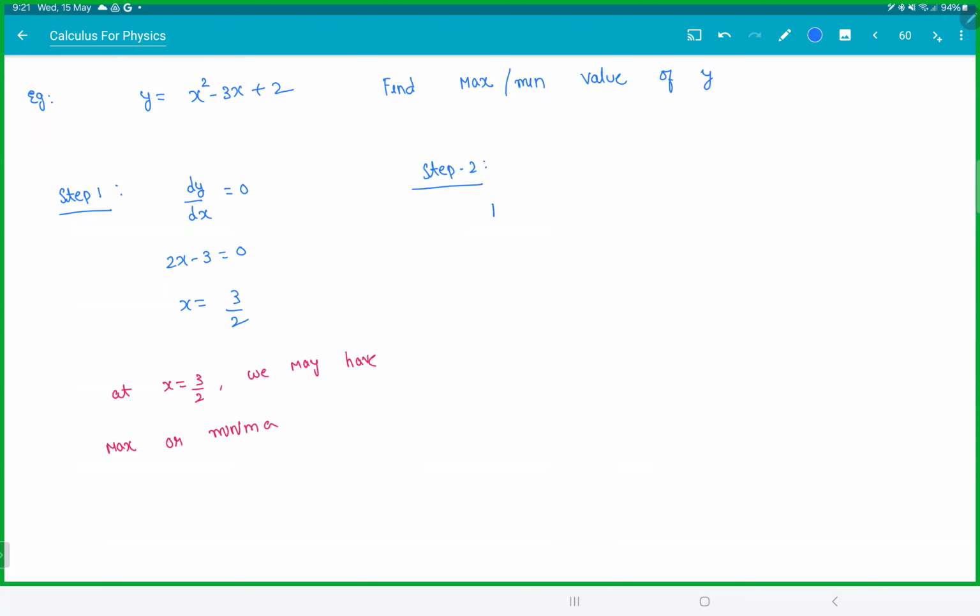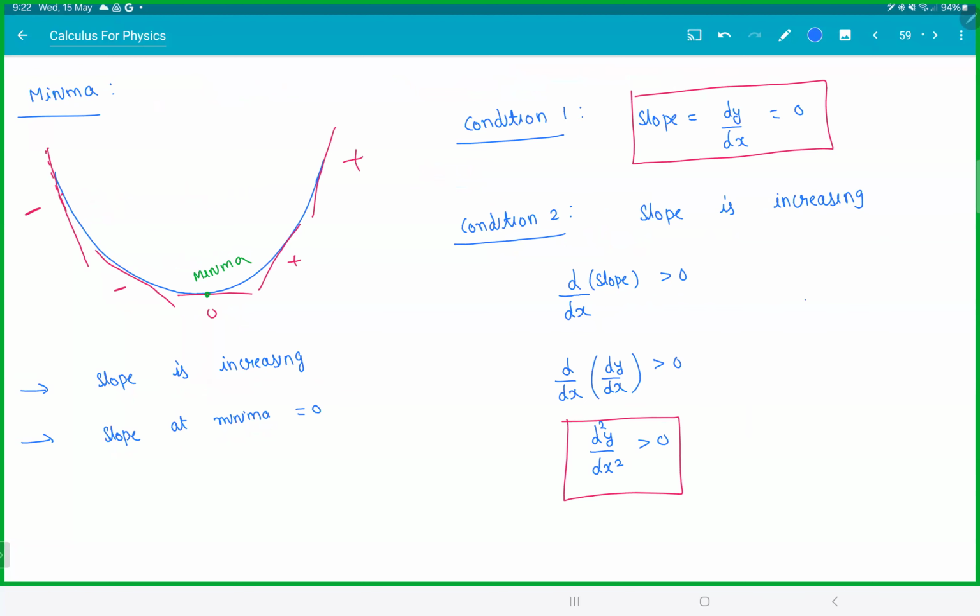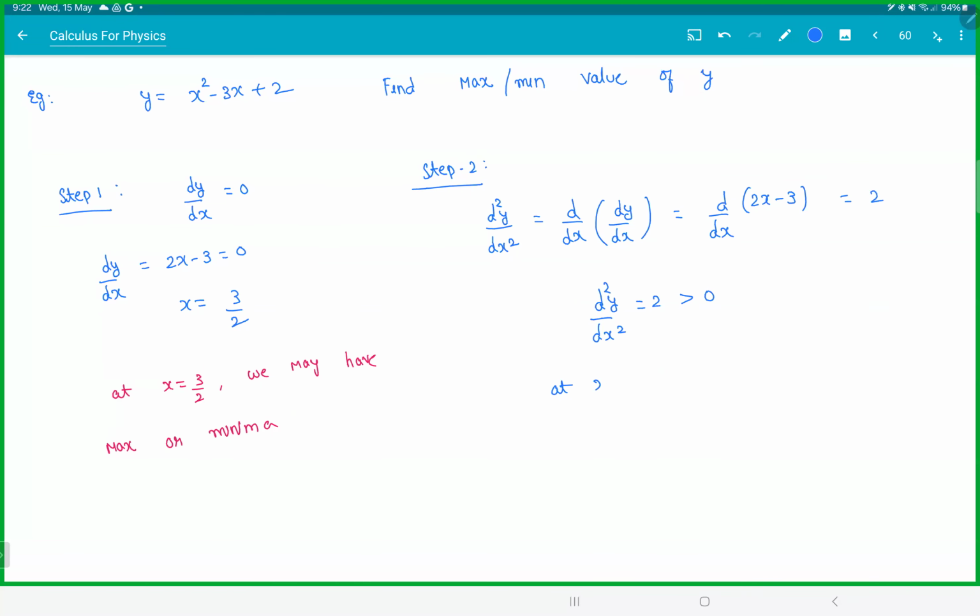Step 2, double differential d square y by dx square. That means the second differential, differentiating again. This is dy by dx, so this is d by dx of 2x minus 3. So how much is this? This is 2. So the second differential d square y by dx square is equal to 2, which is greater than 0. If the second differential is positive, means what? It's a minimum. So at x is equal to 3 by 2, the value is minimum.